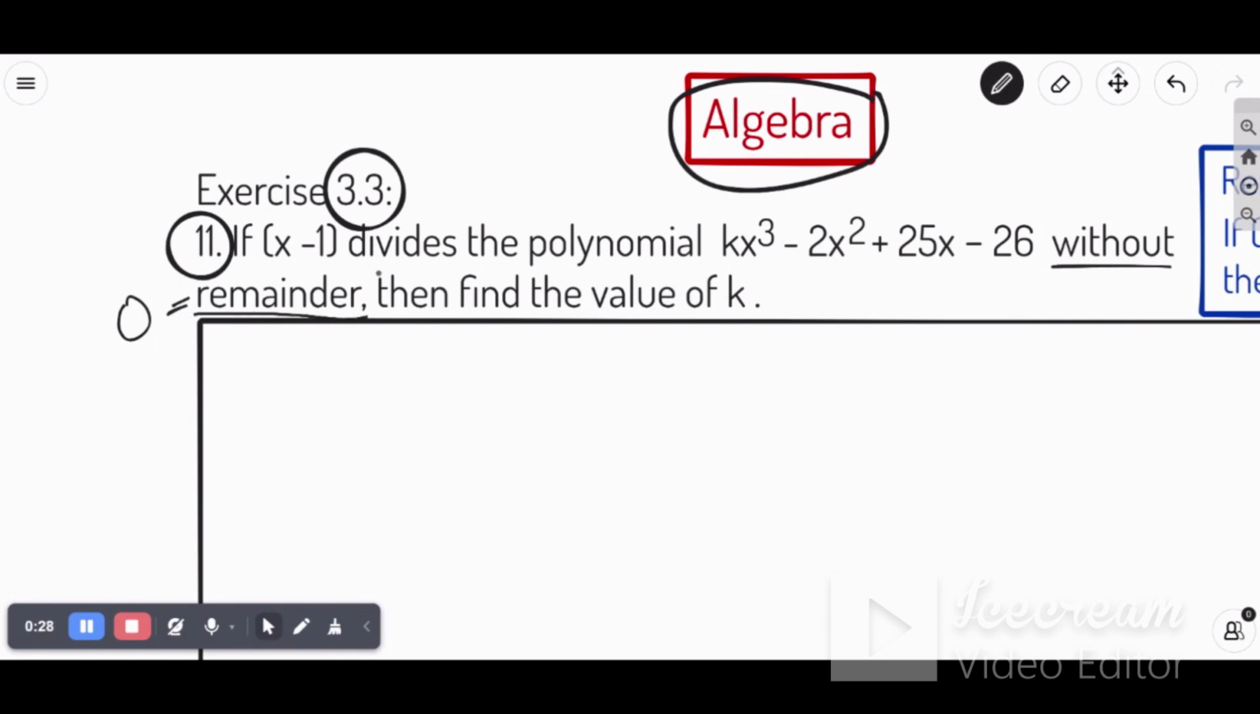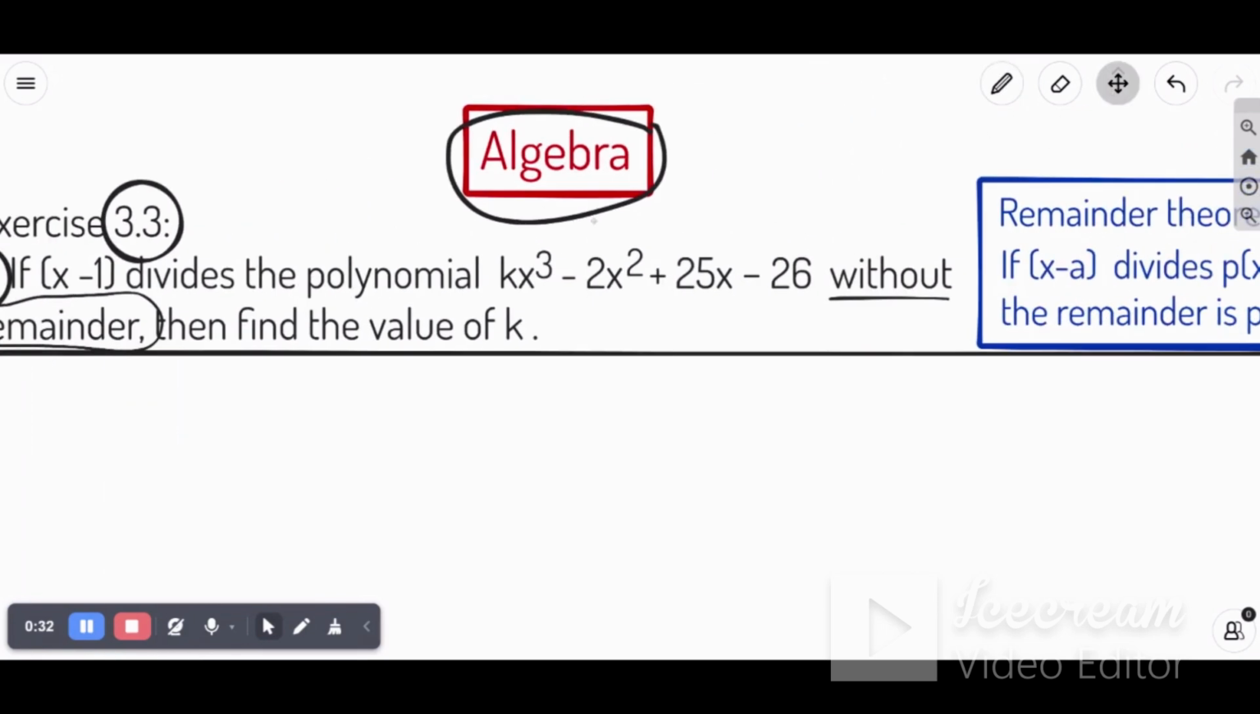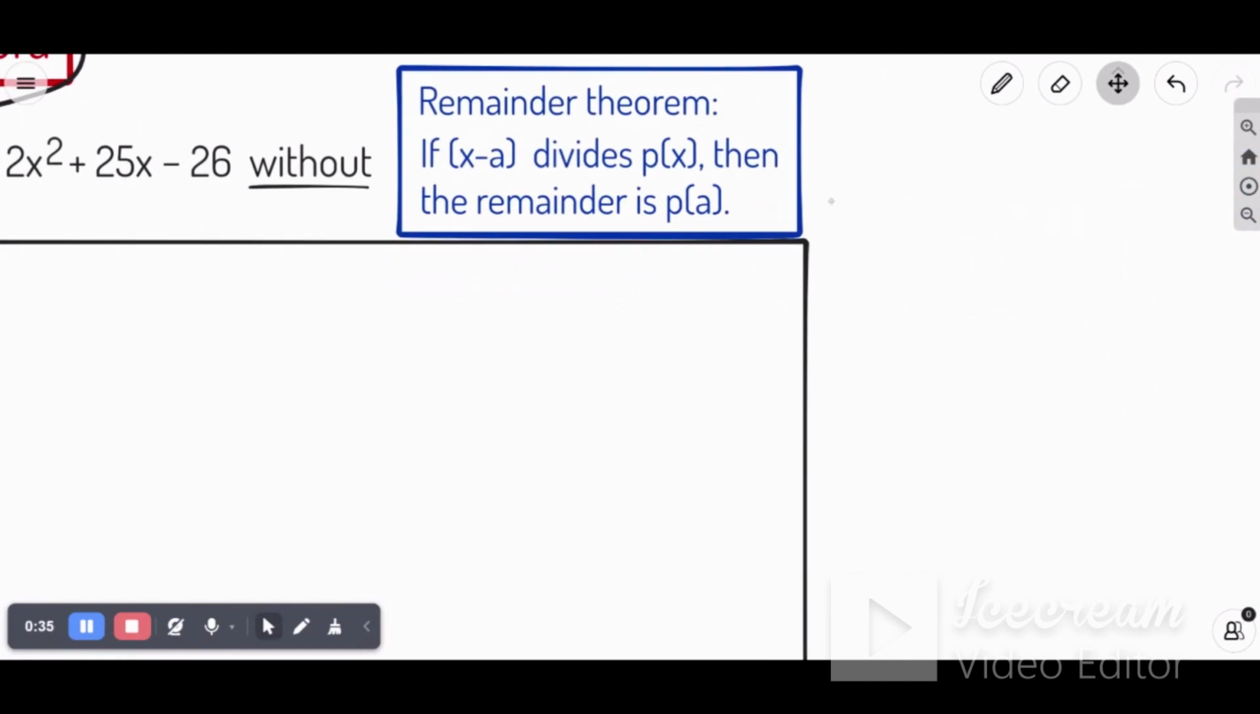When you see this word remainder in your question, we have to have a quick recap of what the remainder theorem is. In the remainder theorem, there are so many conclusions. One of the main important things we are going to use in our question today is: if x minus a divides p of x exactly, then the remainder is p of a. If it divides exactly or without remainder, then p of a will be equal to 0, which means your remainder is equal to 0.